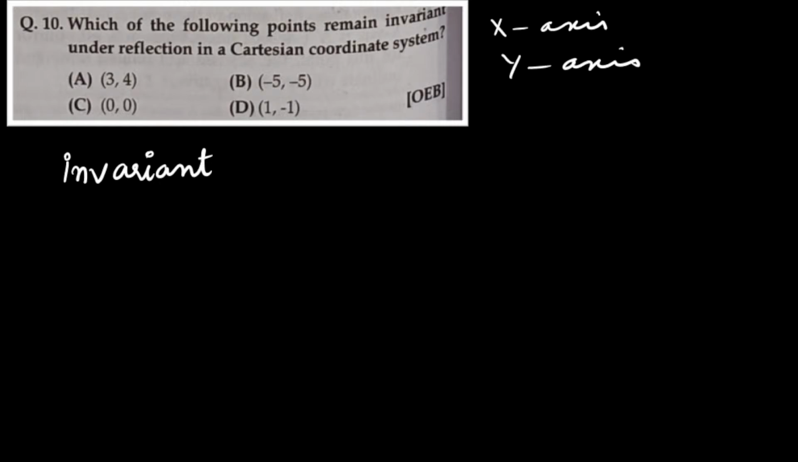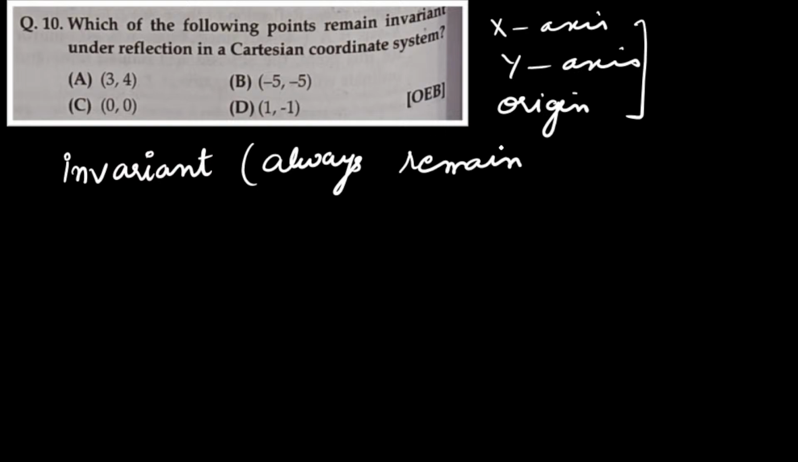Let's do the next question. Question number 10 is the last MCQ. Which of the following points remain invariant under reflection in the Cartesian coordinate system? Here the condition is not mentioned. Invariant points should be under some condition, meaning x-axis or y-axis or origin. If the condition is not mentioned, the question is like, which of the points will always remain invariant?